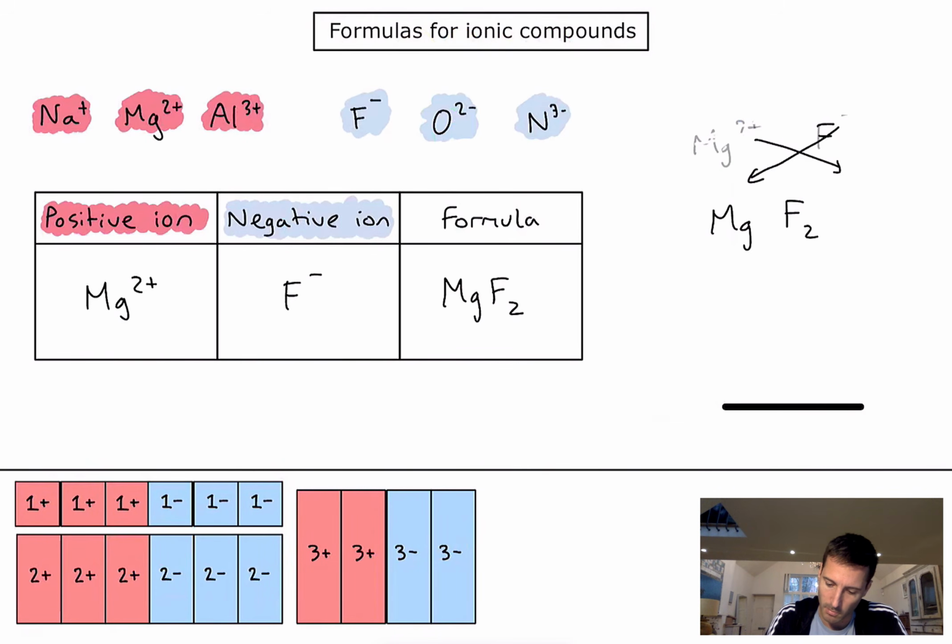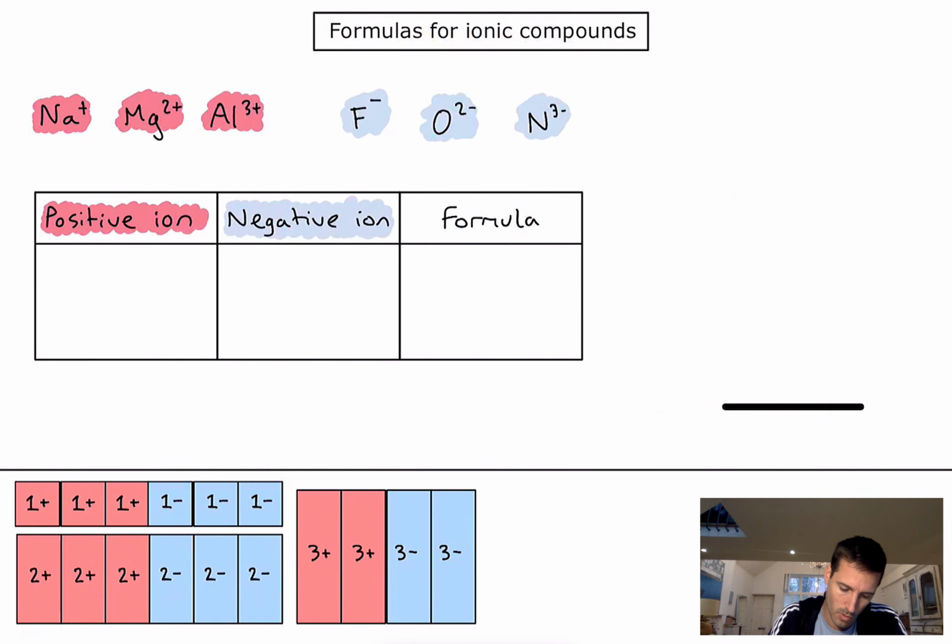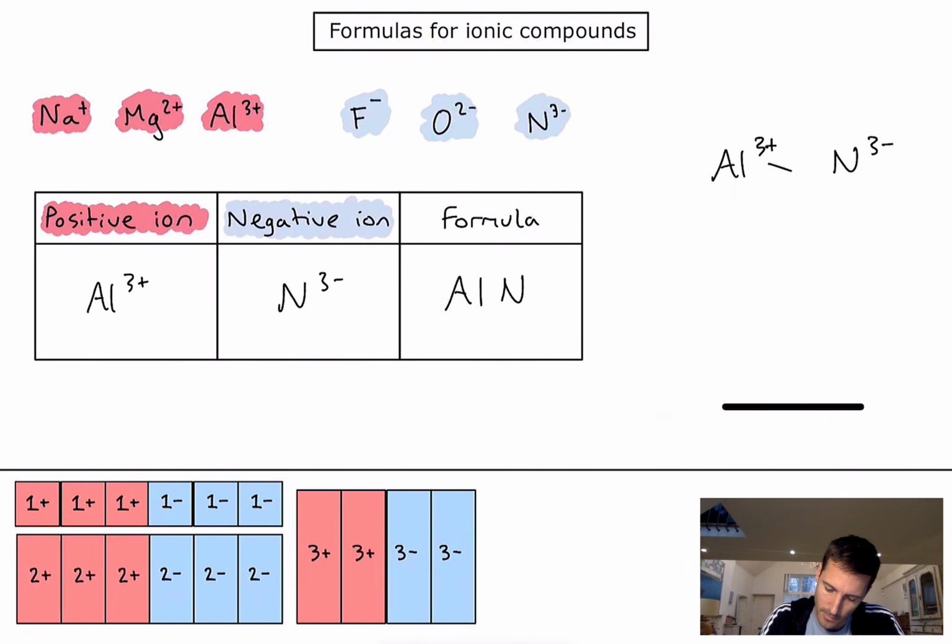Now there's one little complication just to be aware of. So if I take aluminium, it's got 3 positive, the nitride 3 negative. My formula there is going to be AlN. Now if I apply my shortcut to this example, Al3 plus N3 minus, if I switch the numbers down to the opposite element, I would end up with Al3N3, which is slightly different to the formula we wrote down here.